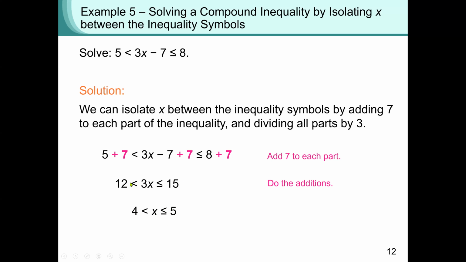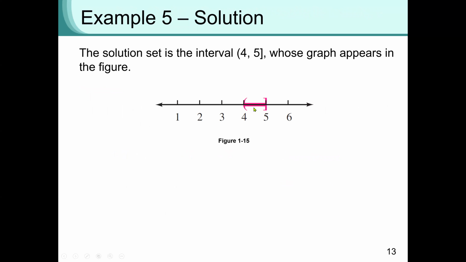So the solution of this inequality will be any value that is greater than 4 but less than or equal to 5. So the graph will look in this form: any value greater than 4 up to 5, less than or equal to 5.